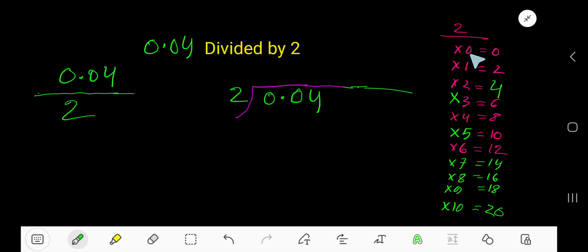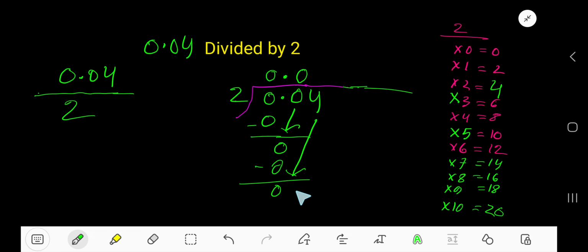2 goes into 0 how many times? 0 times. 0 times 2, 0. Subtract, 0. Bring down this 0. But before this 0, a decimal must come in the quotient directly. So 2 goes into this 0, 0 times. 0 times 2, 0. If you subtract, you also get 0.